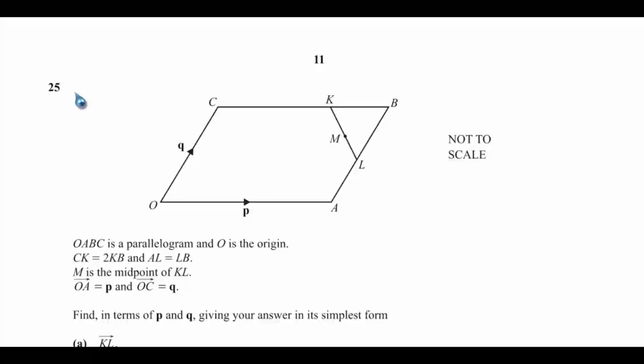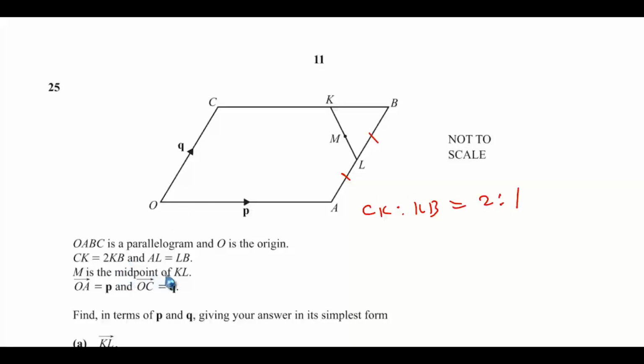The first one is question 25 of paper 058021 May June 2019. OABC is a parallelogram and O is the origin. CK is equal to 2KB and AL is equal to LB. So from these two statements, we can say that AL is equal to LB, and we can also say that the ratio of CK to KB is equal to 2 to 1.